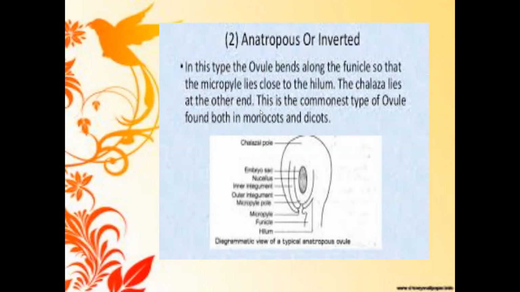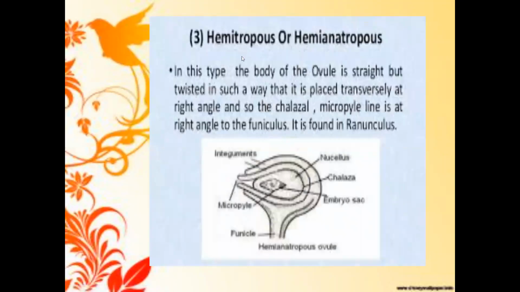So this is the commonest type of ovule. It will be found both in monocots and dicots. Okay, so for example, Helianthus and Tridax, so simply the Asteraceae family.